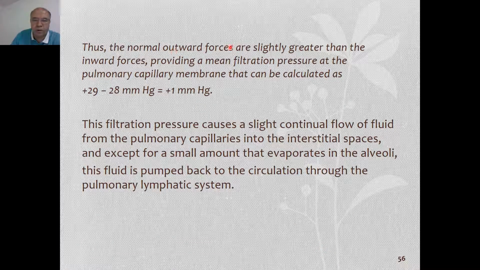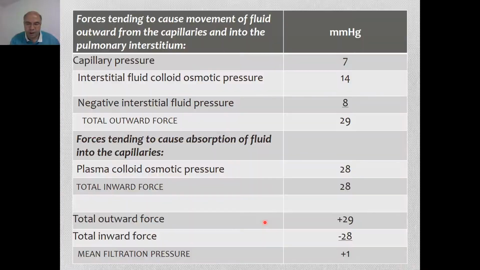Thus the normal outward forces are slightly greater than the inward forces, providing a mean filtration pressure at the pulmonary capillary membrane that can be calculated as 1 millimeter mercury. This filtration pressure causes a slight continual flow of fluid from the pulmonary capillaries into the interstitial spaces, and except for a small amount that evaporates in the alveoli, this fluid is pumped back into the circulation through the pulmonary lymphatic system.